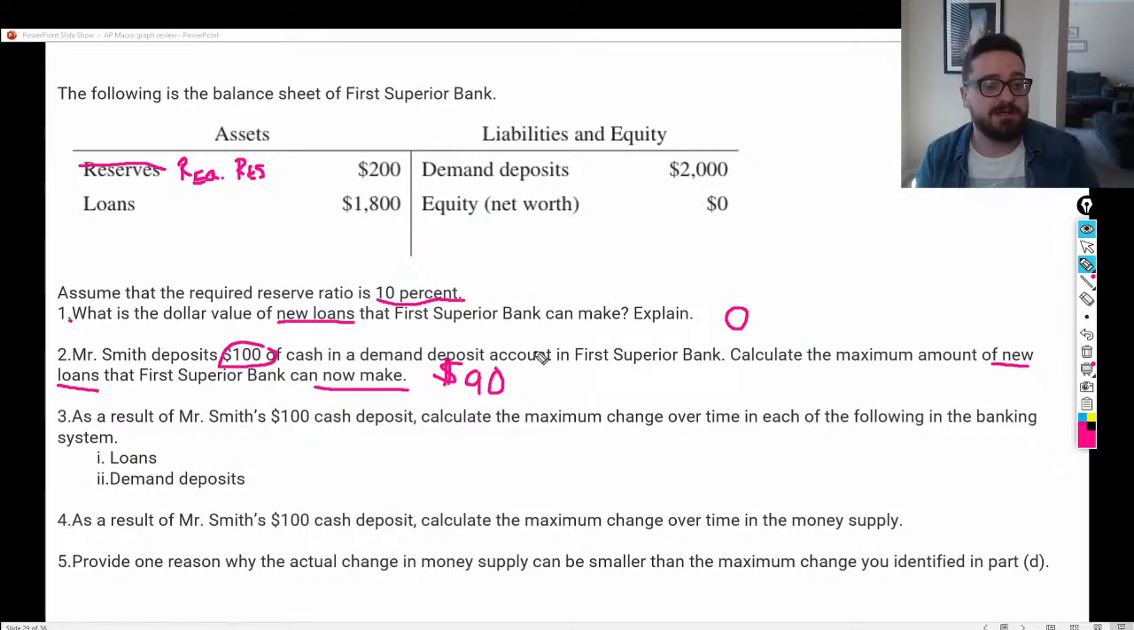So it's $90 in terms of new loans this bank can now make, because if they were to loan out every dollar they could off of that deposit, it would be $90.